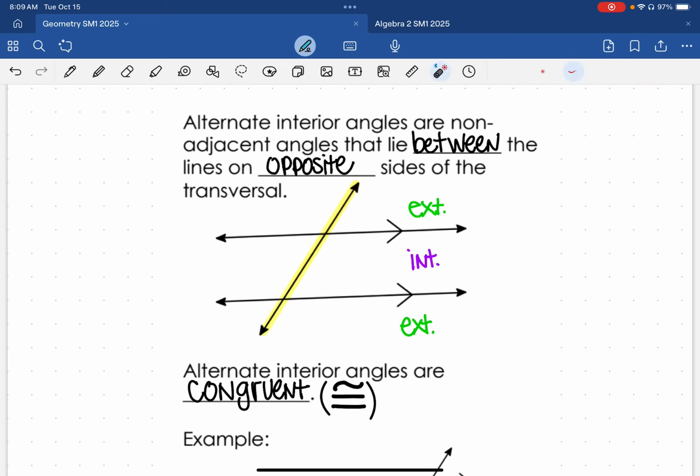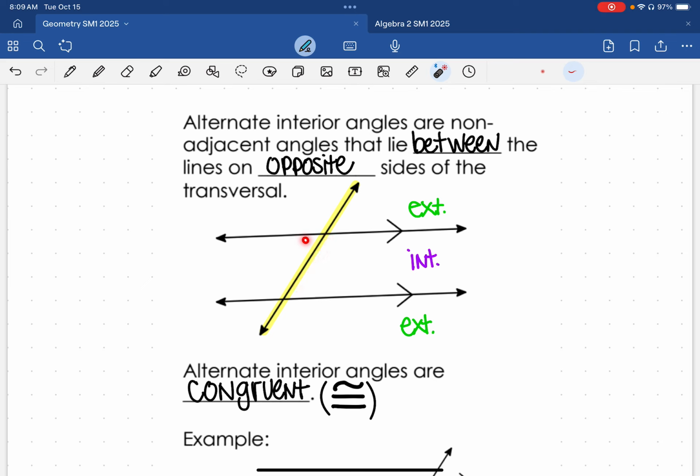Opposite sides would mean here and here. But remember, when we're talking here to here, we're within the same group of four. So we can't talk that way. We must go from this group of four to that group of four. So we're not talking this way. We have to alternate across and slide down.